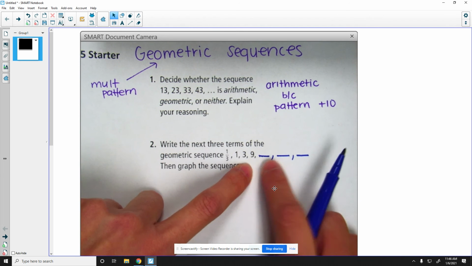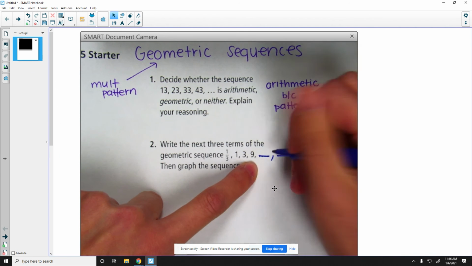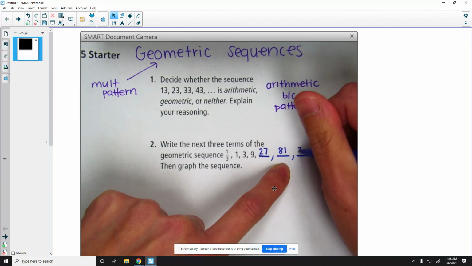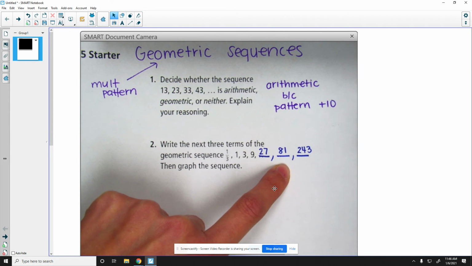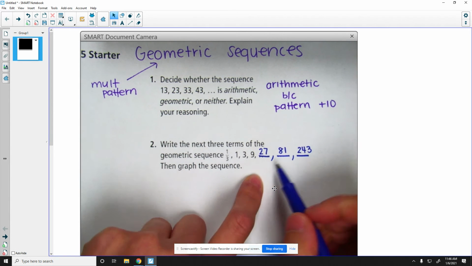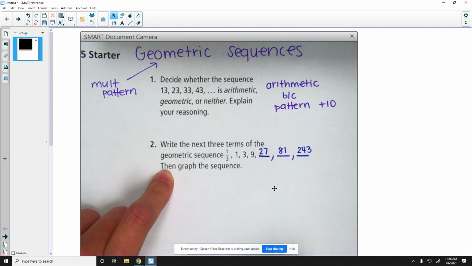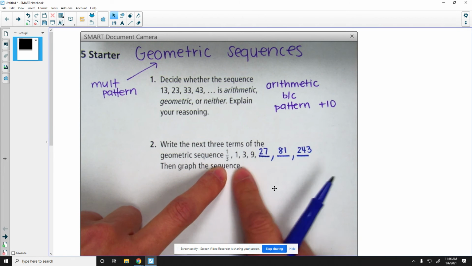All right, so in-person kids, 9 times 3. 27 times 3. 81. And remember, use your calculator if you need to. 81 times 3. 243. All right. So those are my next 3 terms. Then it says graph the sequence. Normally when I graph, I have a point, like 1, 2, 7, 9. I just have a list of numbers.